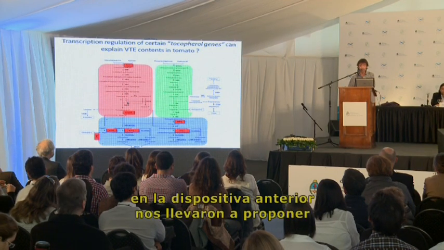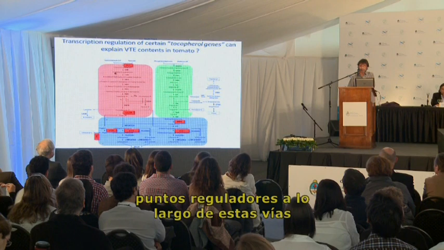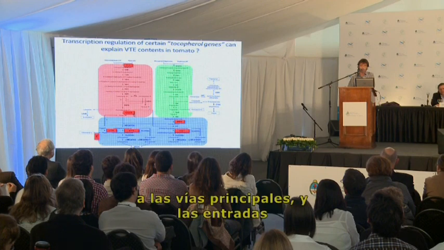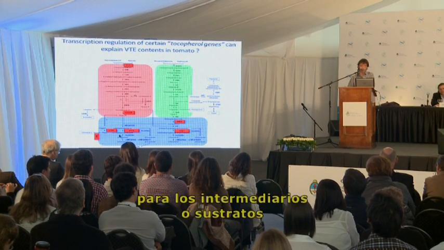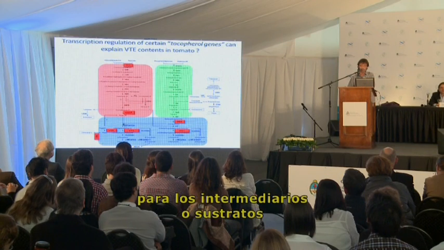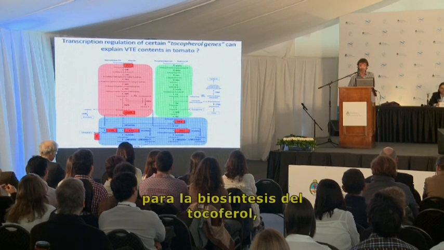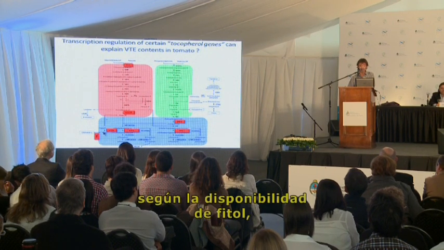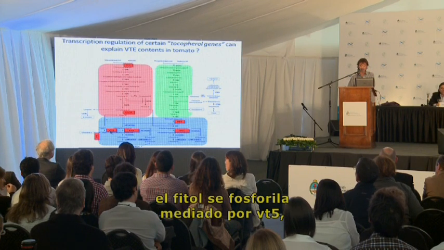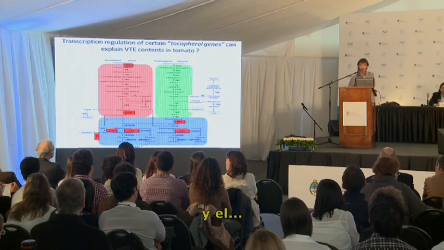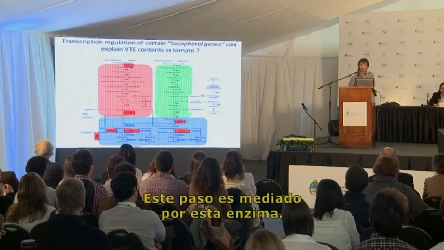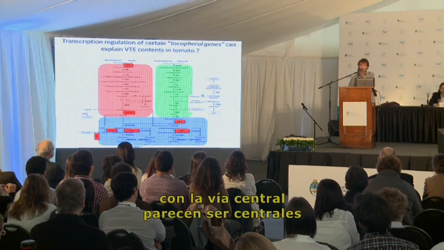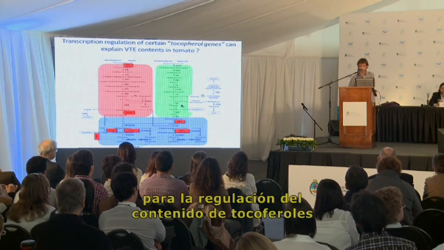This result, and the one mentioned in the previous slide, lead us to propose regulatory points along these pathways related to the entrance to the main intermediate for the MEP pathway and the entrance to the intermediate or the substrate for the chlorophyll biosynthesis, which are mainly the phytyl availability, the phytyl 2-phosphate mediated by VTE5, and this step mediated by the DXS enzyme. Also, these three genes related to the core pathway seem to be central in the regulation of the chlorophyll content in tomato fruit.